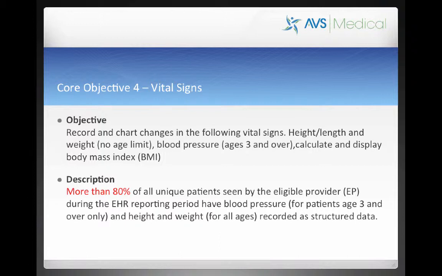You can take an exclusion. And if, on the other hand, you feel that blood pressure is relevant but height and weight are not, you can take an exclusion for that. So several different ways to take an exclusion for all or part of this objective.